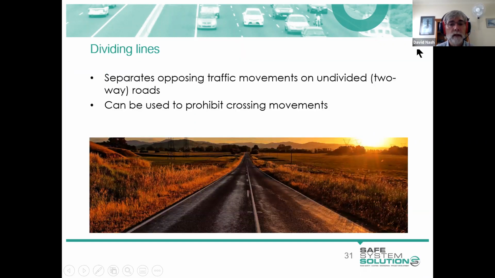Firstly, dividing lines. Dividing lines separate opposing traffic on undivided two-way roads. Sometimes they've been called separation lines because they separate the two directions of travel. Sometimes they're called centre lines because they're generally in the centre of the road, but of course they don't have to be in the centre. You might have one lane in this direction and two lanes in the other direction. The road rules definition is a dividing line, and all the guidelines are trying to pick up that terminology as well.